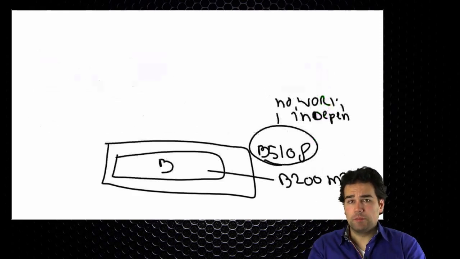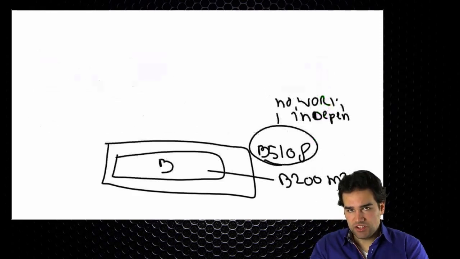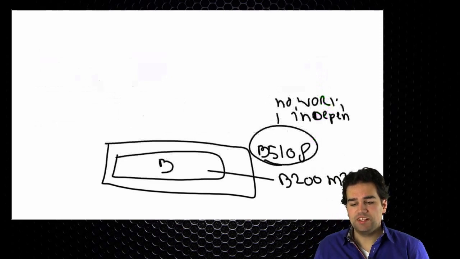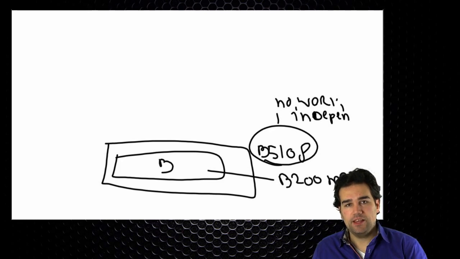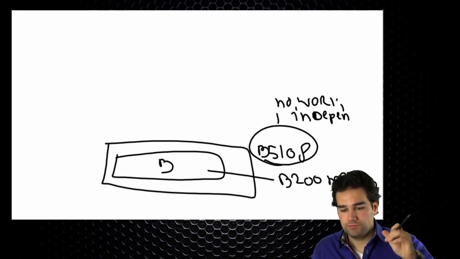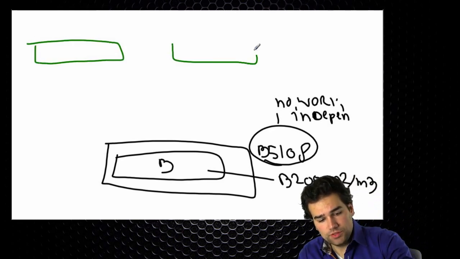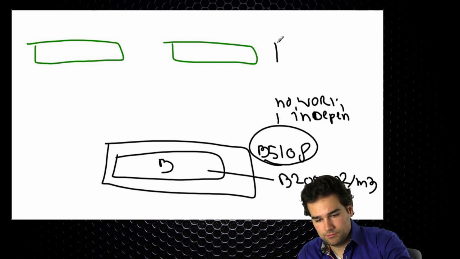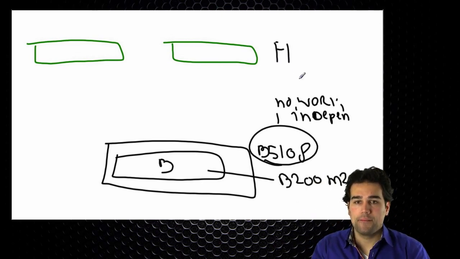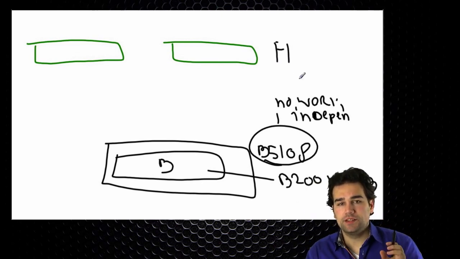So I inserted that blade with the mezzanine adapter into my chassis. And as I said, the chassis will not work independently. It has to have a management point above it. That management point is called the fabric interconnect, or FI. So the fabric interconnect is the thing that I really need when I'm connecting blade servers.